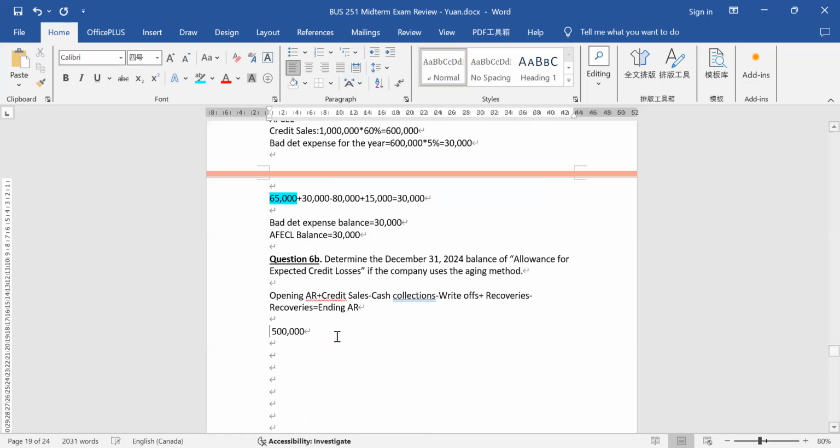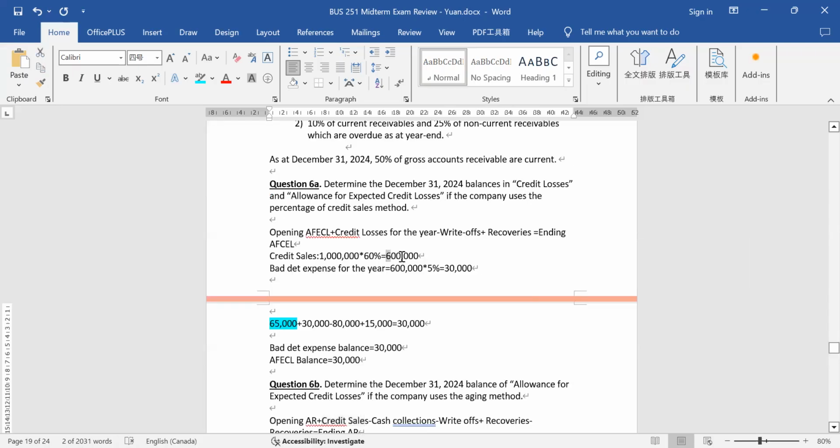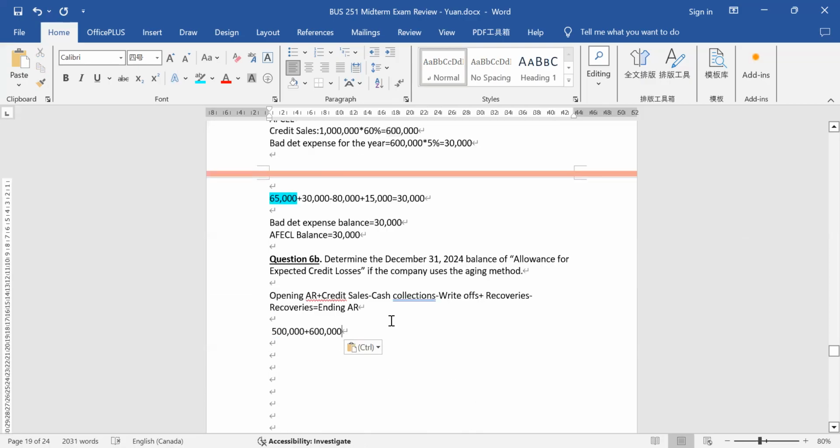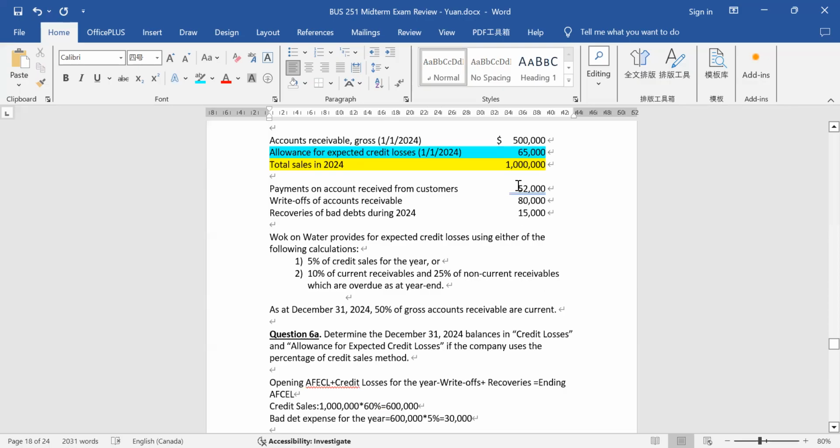500,000. And then what's next? Credit sales. So credit sales we have already calculated. Is this number, credit sales? So put credit sales here. And then you minus the cash collections. It basically means the payments like on account received from customers is here. It's the same. It's here.